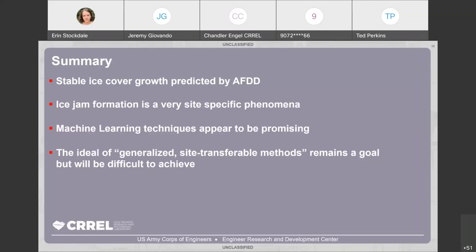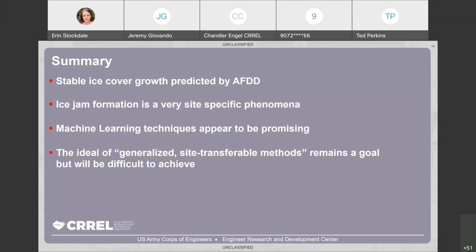This is difficult to do because ice jam formation is a very site-specific phenomenon. I've talked about that a lot in these talks, that a lot of these processes are very site-specific. It's been shown that some basic empirical and statistical methods have been somewhat successful in predicting ice jams, and that some of the more complex models appear to be promising, but the resulting models are difficult to interpret, of course. And the idea of a generalized and site-transferable model as a goal is a great goal, but it may be hard to achieve just due to the complexity of all these interactions.